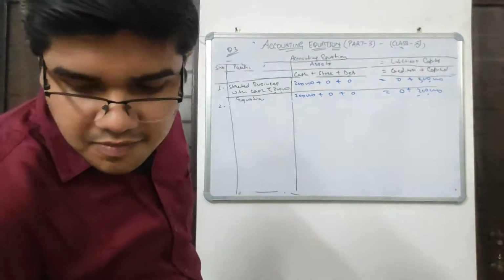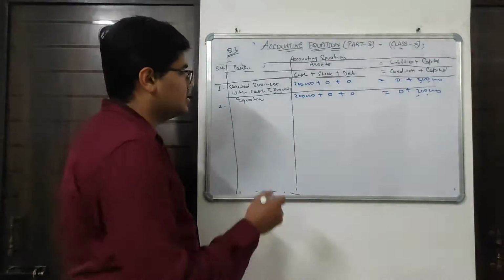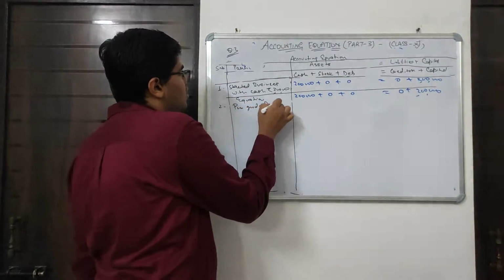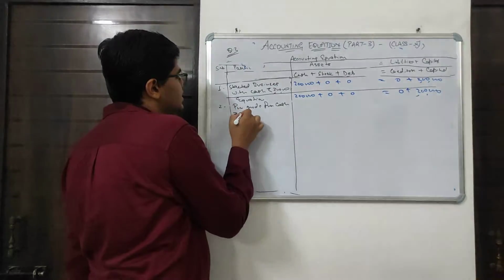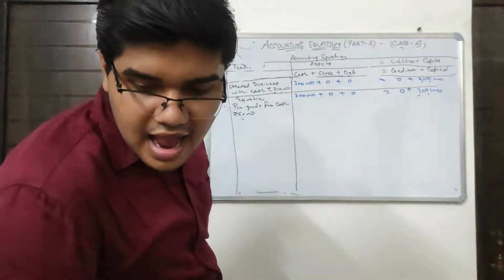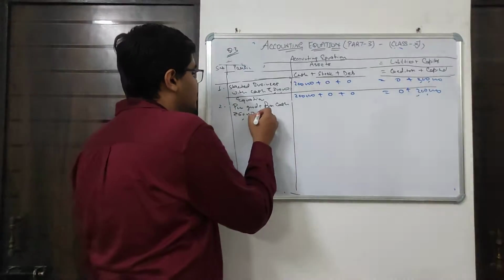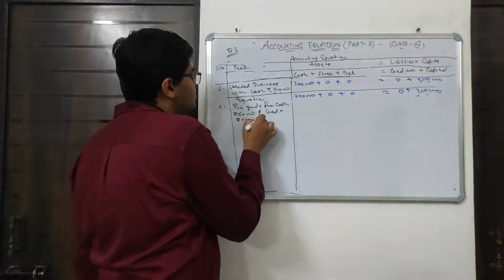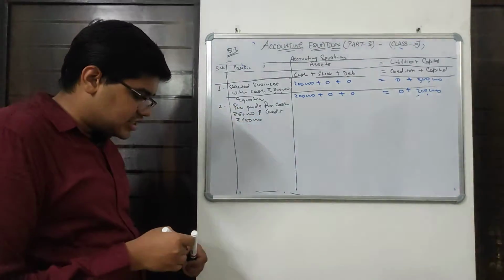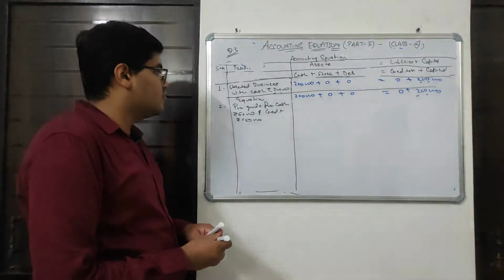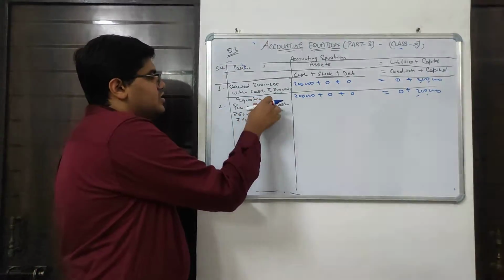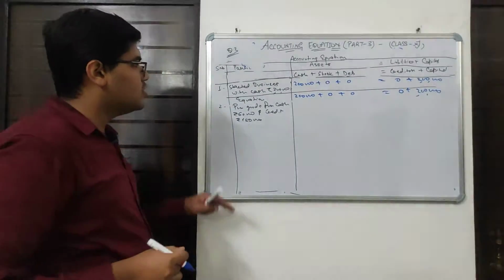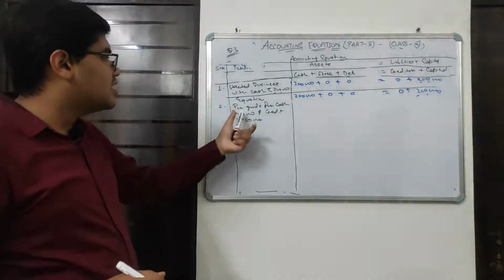The second transaction is: purchased goods for cash rupees 60,000 and credit rupees 1,50,000. So how to do this transaction? As discussed earlier, you can do it in two parts. The first part is purchase goods for cash and the second part is purchase goods on credit. Now in both cases the stock is coming into the business.